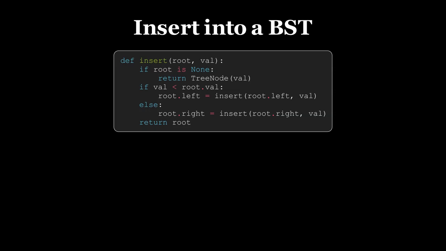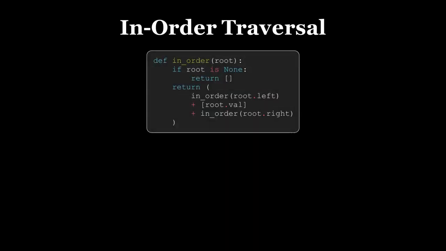In-order traversal visits the left subtree, then the current node, then the right subtree. On a binary search tree, this gives you all the values back in sorted order, for free. That's why BSTs are great when you need both fast lookup and the ability to iterate in order. Hash tables can't do that. Linear time, since you visit every node exactly once.